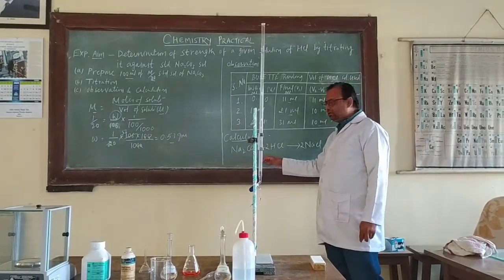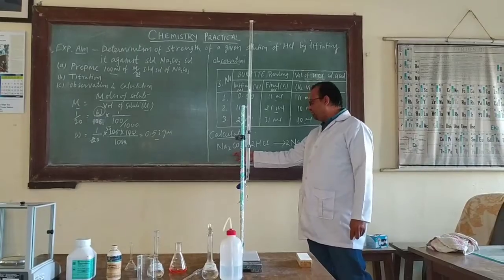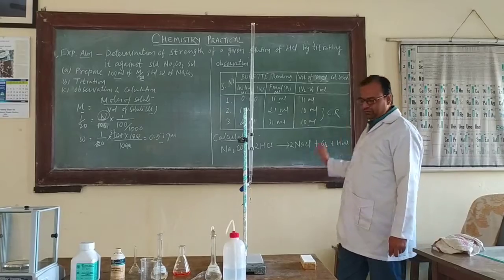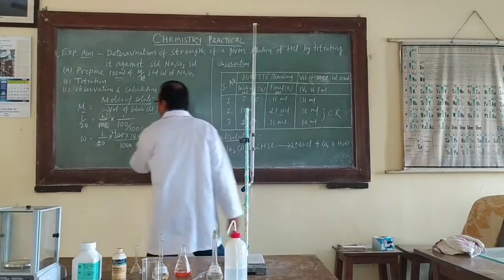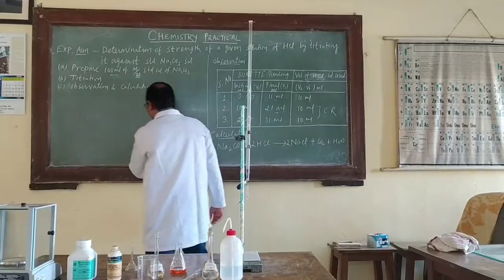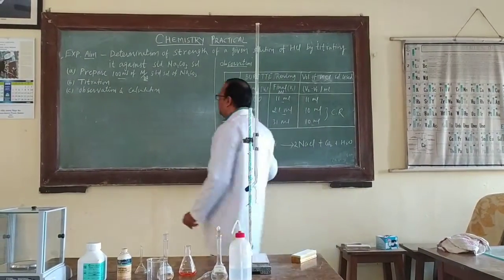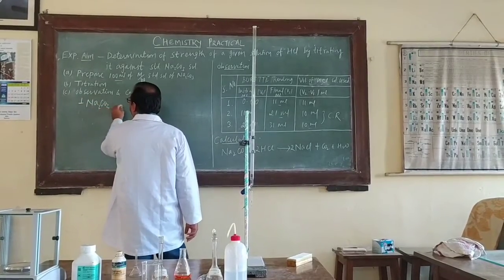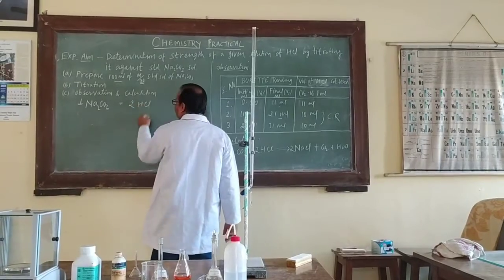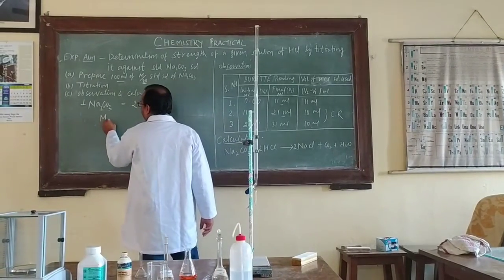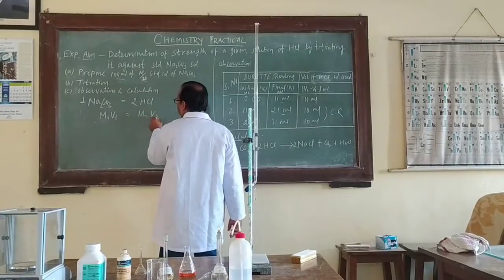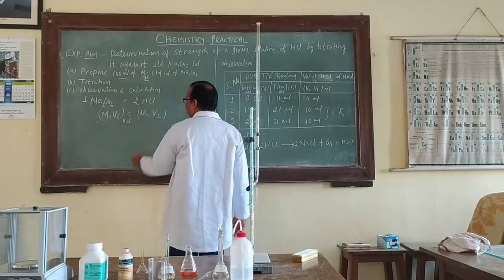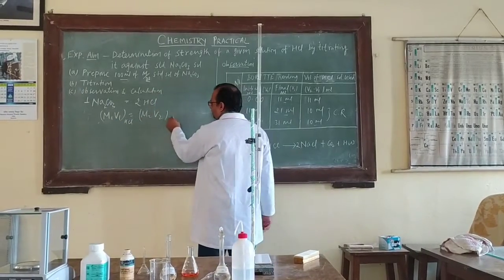Now this is the reaction in which 1 mole of sodium carbonate reacts with 2 moles of HCl, and it gives 2 moles of NaCl, 1 mole of carbon dioxide, and 1 mole of water. Now 1 mole of sodium carbonate reacts with 2 moles of HCl. We use the M1V1 is equal to M2V2 formula. Now this M1V1 is for acid, and this M2V2 is for sodium carbonate.